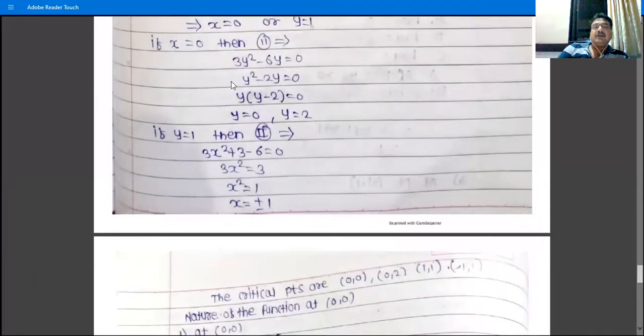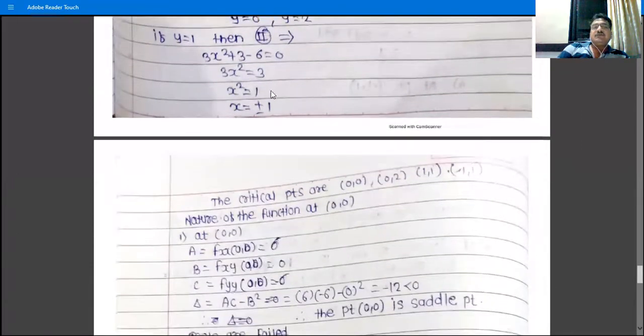The critical points are what? (0, 0), (0, 2), and then (1, 1), x is 1, y is 1, and x is minus 1, y is 1. Okay, so we have these critical points. So we have two critical points, (1, 1) and (-1, 1). Don't write (1, -1). (1, -1) is not a critical or stationary point.